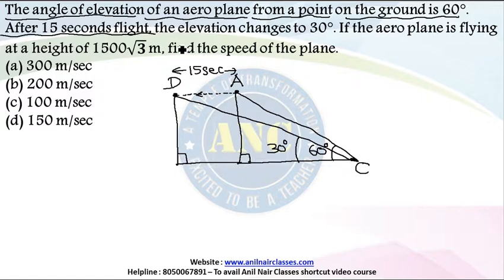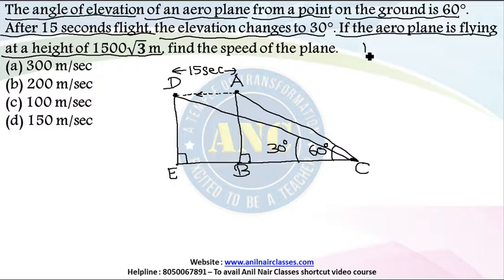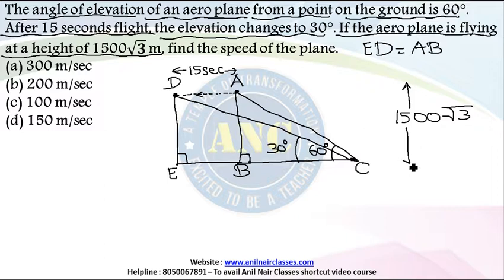Now, what is the other thing which is given, sir? The aeroplane is flying at a height of 1500 root 3 meters. If I call this B and this E, that means ED value or AB value is given in the question as 1500 root 3. Find the speed of the aeroplane. At what speed that aeroplane is traveling is what I need to find in this question.